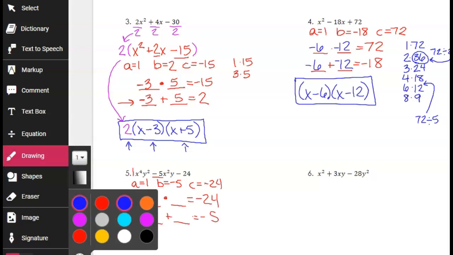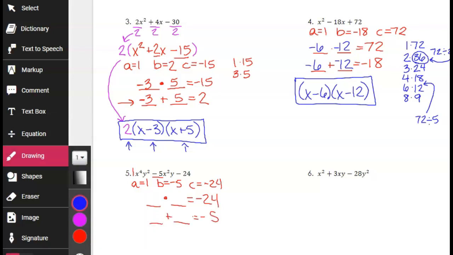Something times something equals negative 24, and something plus something equals negative 5. My factors of 24, I'm just doing 24, not negative 24 right now, are 1 times 24, 2 times 12 is 24, 3 times 8 is 24, 4 times 6 is 24, 5 times nothing is 24, and then 6 times 4, we're right back at that last factor. So I'm finished listing my factors.